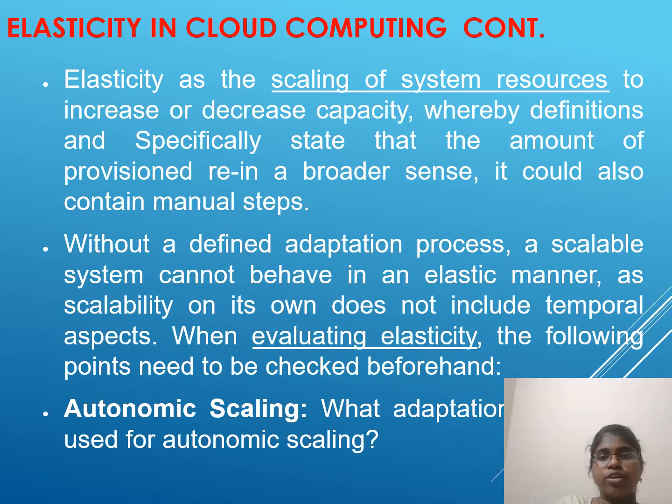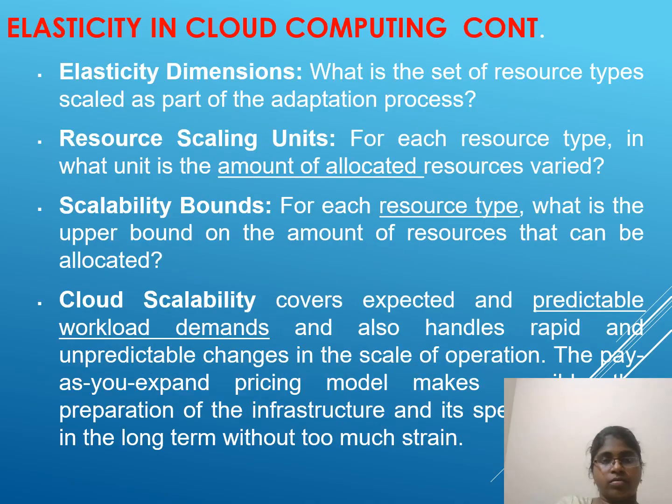Elasticity is the scaling of system resource capacity, increasing and decreasing, whereby it defines the specific state of the amount of provisioning in the broader sense. It can contain manual steps, define adaptation of the process, and does not include the temporal aspects, which are checked before access will be evaluated in the elasticity. Some elasticity dimensions will be processed in types like the adaptation process.